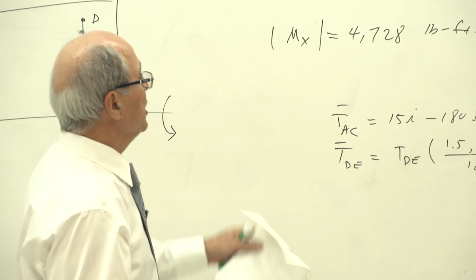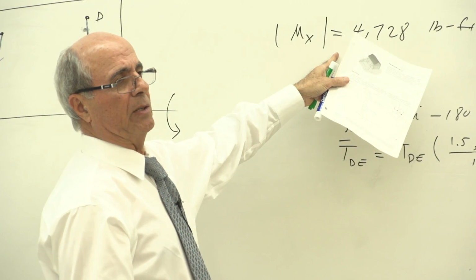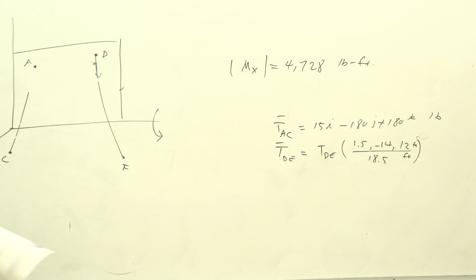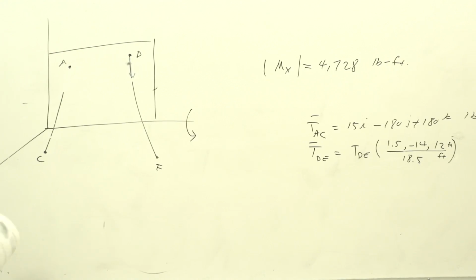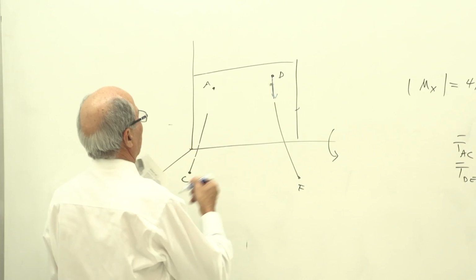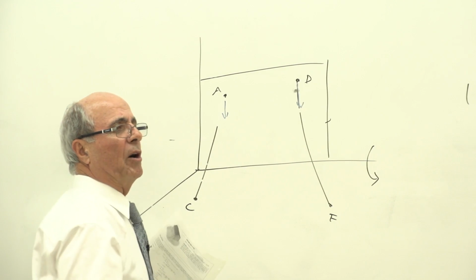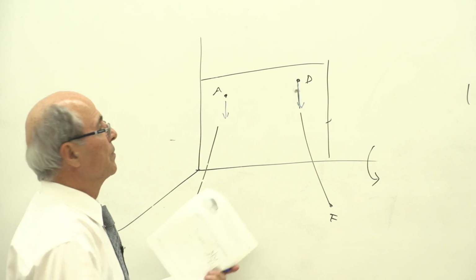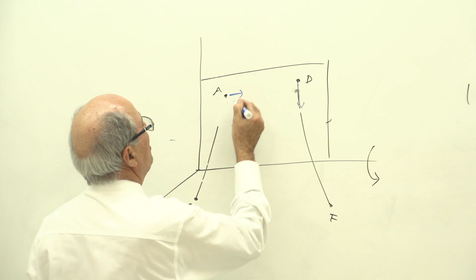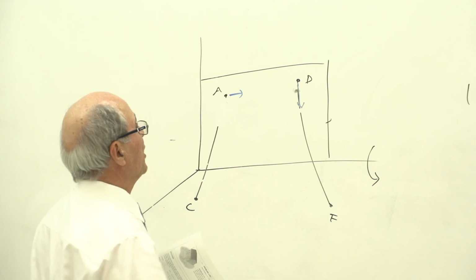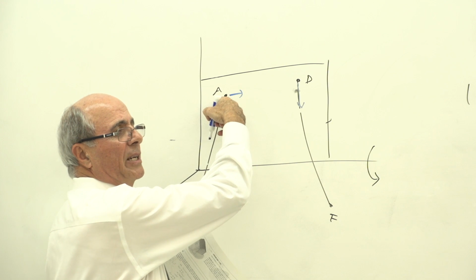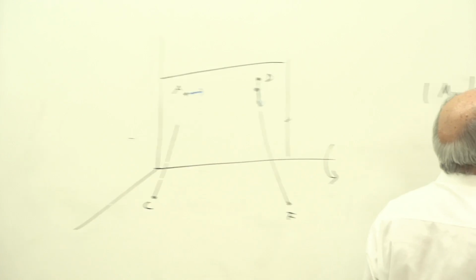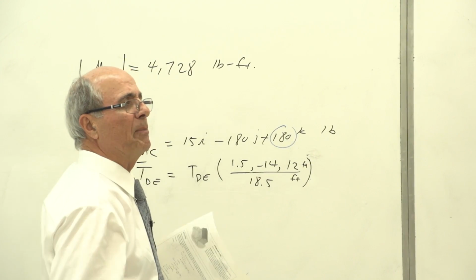Now look, you need the moment about the x-axis, yes or no? So let's look at this differently. This force has a component like this. Does the y component have any moment about the x-axis? Does this one have any moment about the x-axis? No. The only one that has moment about the x-axis is the z component. So all I need is this. Is that correct? That's the z component of that force.